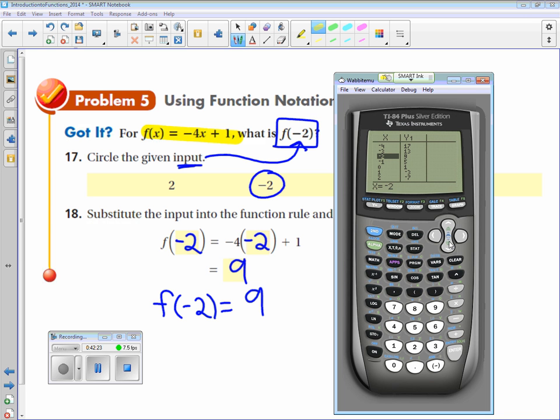Here's a question I have. What's f of 0? So could you answer a bunch of questions like this? Could I say, okay, what's f of 0? What do you tell me? You substitute 0 in, and what would you get out? 1. What is f of 3? If you scroll down, it would be -11. So you can use your calculator to answer some of these questions as well. Okay? All right.